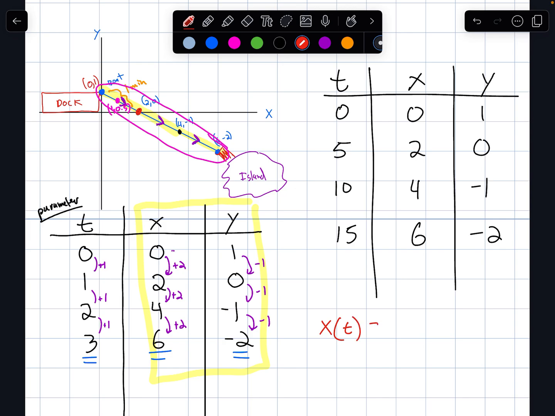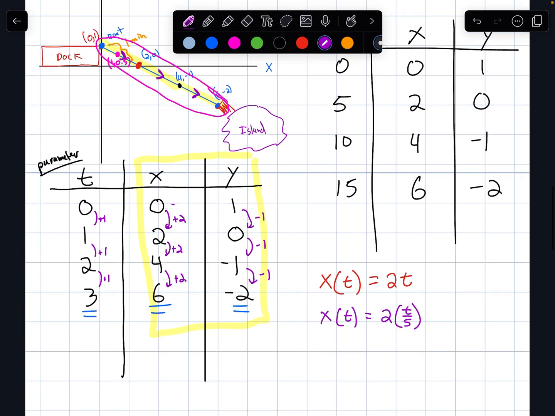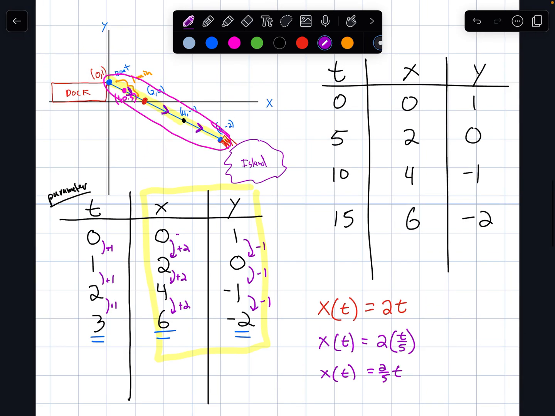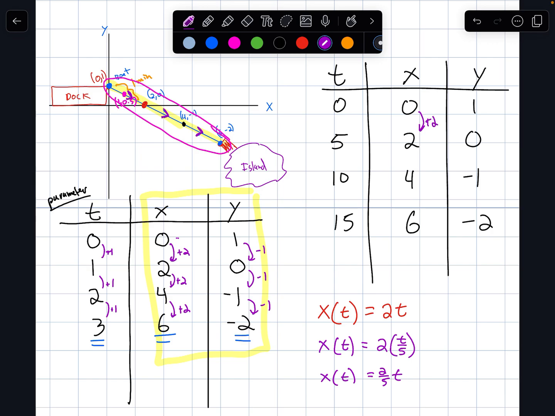parametric equations. X of t was originally equal to 2t. But if I want my journey to be 5 times as slow, I can say x of t equals 2, and then I can use t over 5. And I could equivalently call that x of t is 2/5 t. Now, if I look at the actual slope of the line, that's very easy to see. I'm going plus 2, plus 2, plus 2, compared to plus 5, plus 5, plus 5.